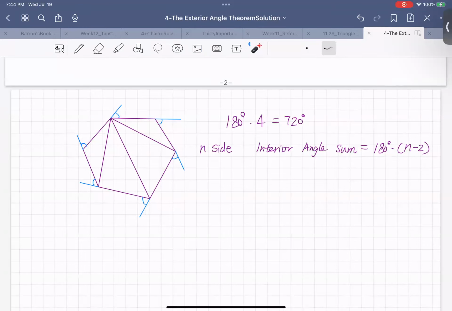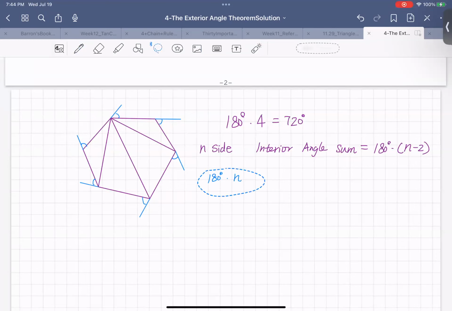Look at here. I just did 180 times n minus 2, yes, the interior sum. Good. Look. So suppose this is a flat angle. This is 180. 180. 180. All of them are 180. How many 180s do you have? You have n, right? The total number of sides is n. So you have total 180 times n.